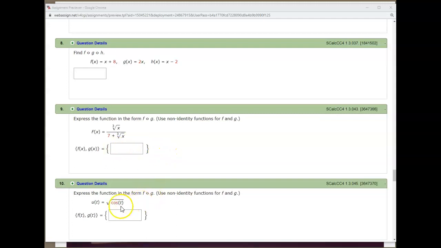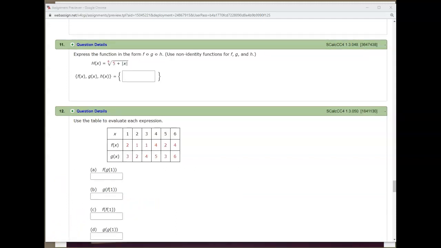So they're asking you to do the same kind of thing for 10 and 11. So just take your time doing these. Start with the thing that seems the most strange, replace that with an x, and then go with the next thing that seems strange. You can go straight across. These are not unique, but they want you to use non-identity functions for f, g, and h, so that means don't use f of x equals x.